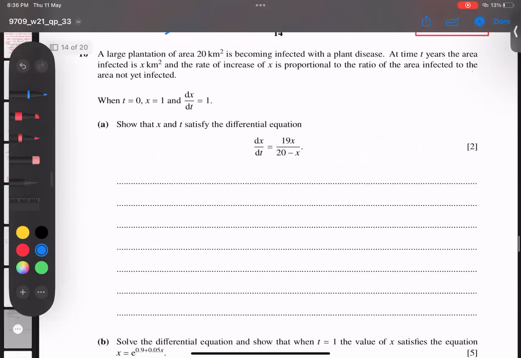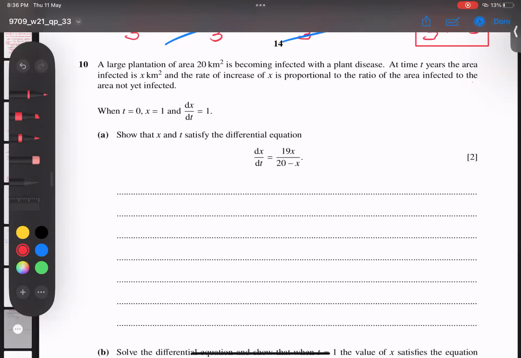Next, question number 10, students, and what is the question? A large plantation of area 20 kilometers square is becoming infected with a plant disease. Okay. So the total is 20 kilometers square. And after a time T years, the infected area is X kilometers squared, and the rate of increase of X. What does rate mean? Many students have confusion about how to start a question. What is the writing technique? To some extent we can get help from here. And a second technique, we can get a concept here, rate. When a rate comes, students, it means d over dt.